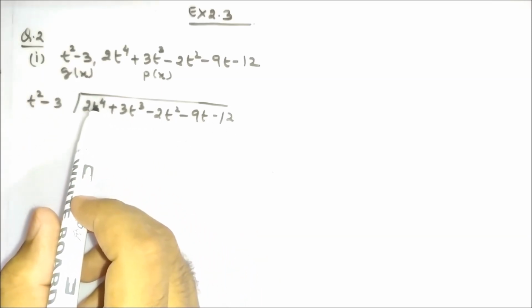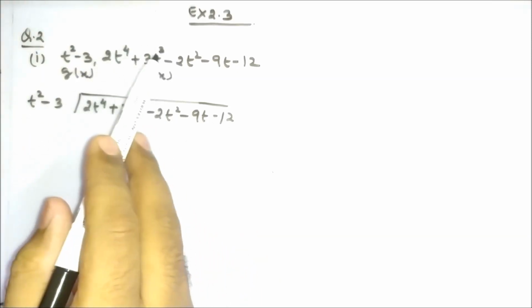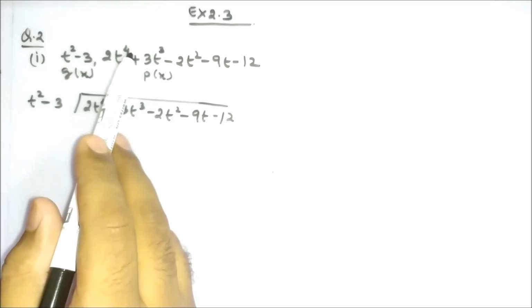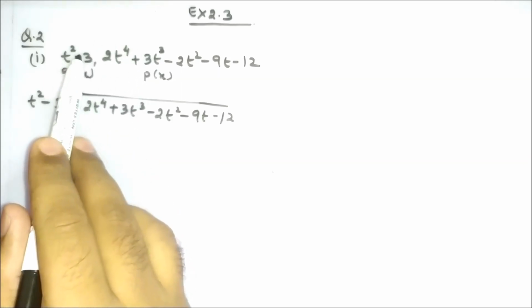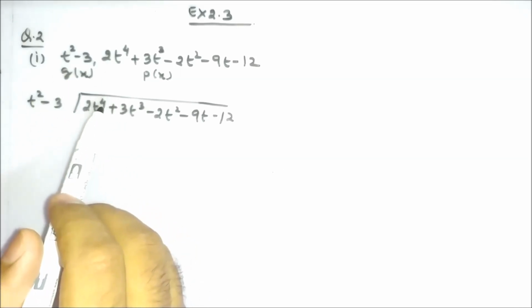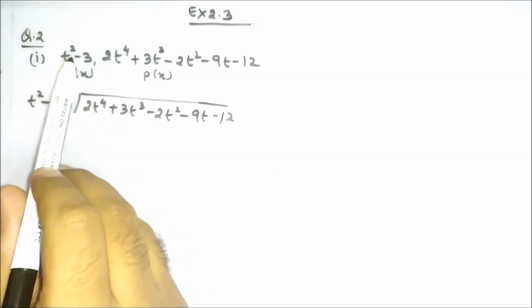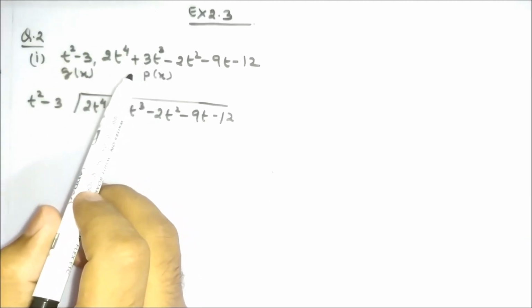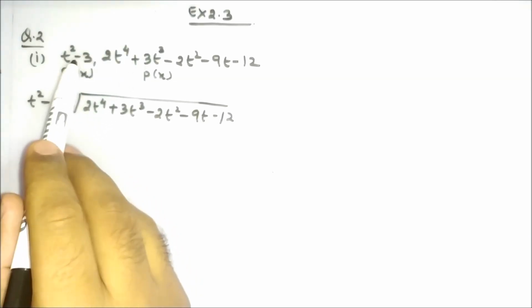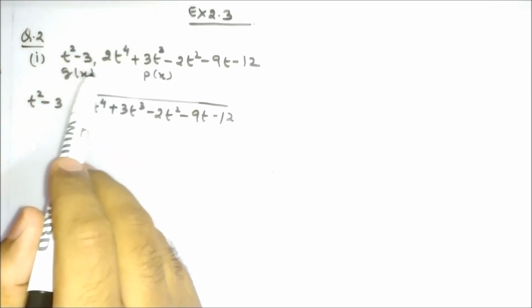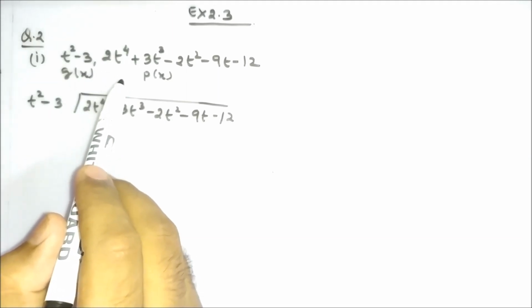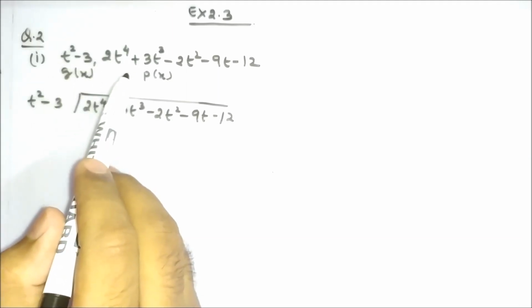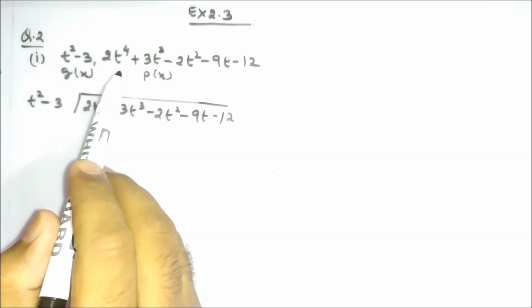It is already arranged in the decreasing order of power of the variable, that is t here, in px also and in gx also. That's why I have completely copied that here. And we need to divide it here. We need to check whether this is a factor of this or not. So if we need to check this, we should get the remainder as 0. If we are getting the remainder as 0, then we can say that gx is a factor of px. If you are not getting remainder 0, this will not be a factor of px. So we just need to divide and check the remainder.